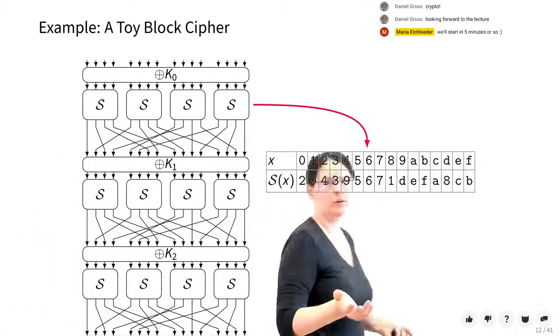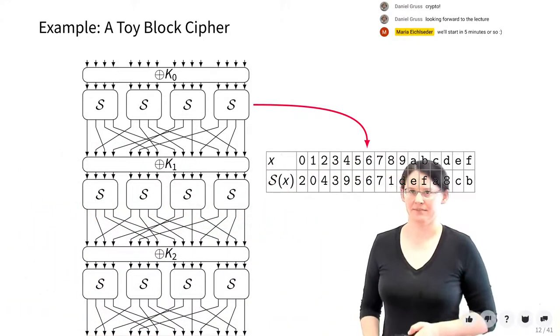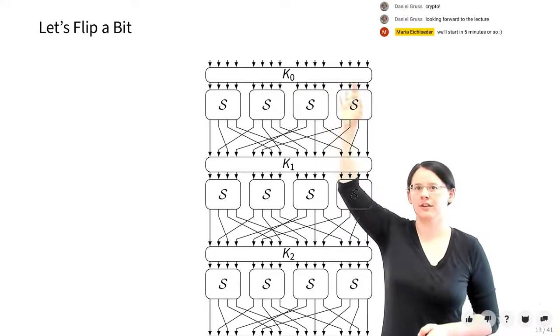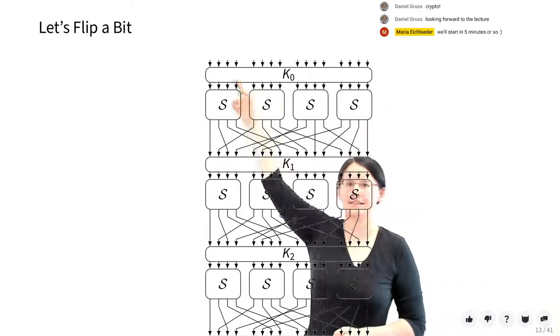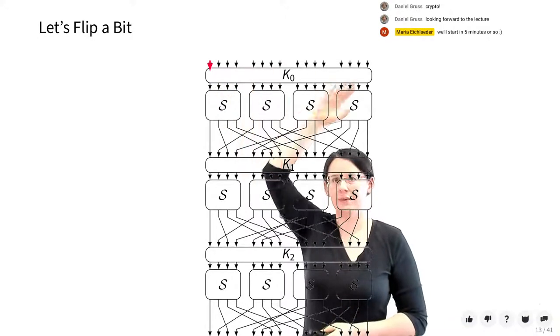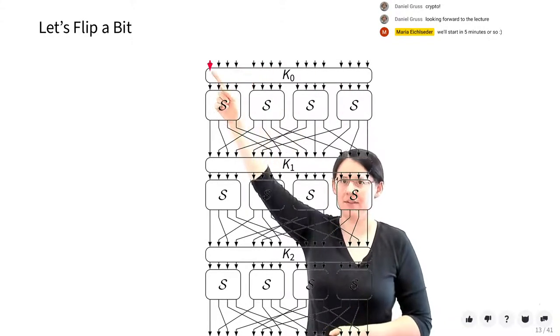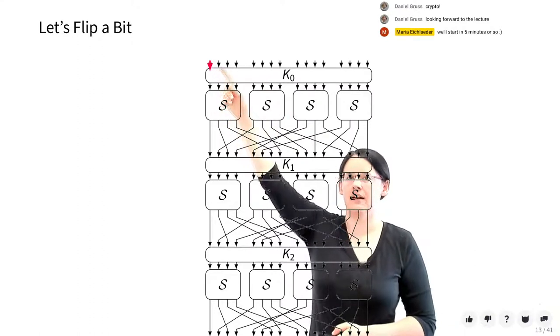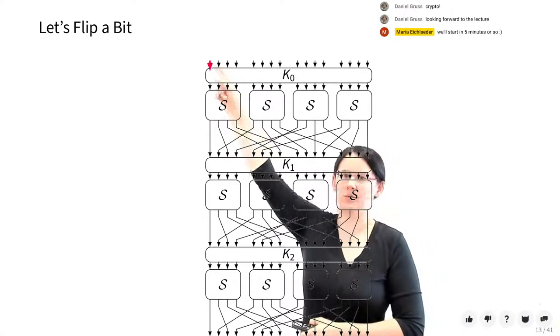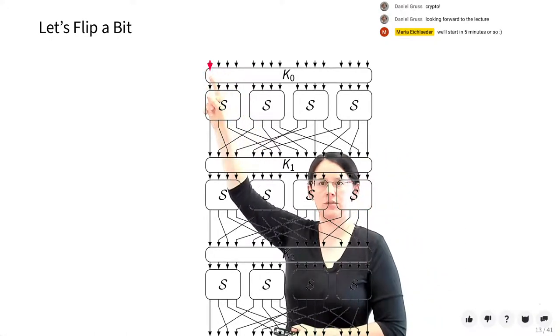So now we want to flip a bit in this. So to look at two inputs which have some difference. Let's say the difference is right up here. So let's say we look at two messages which are identical except that they are different in this bit. Now what happens? The first thing that's going to happen is that we take these two different bits and XOR the same key bit to both.